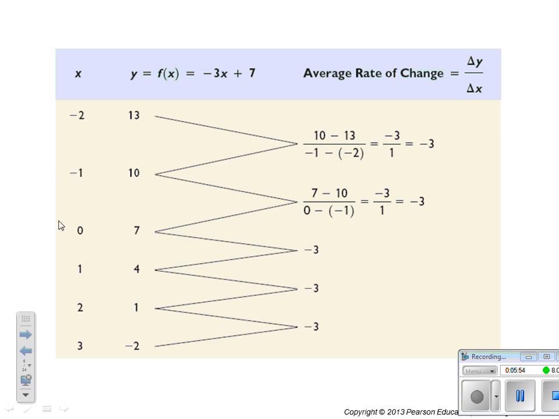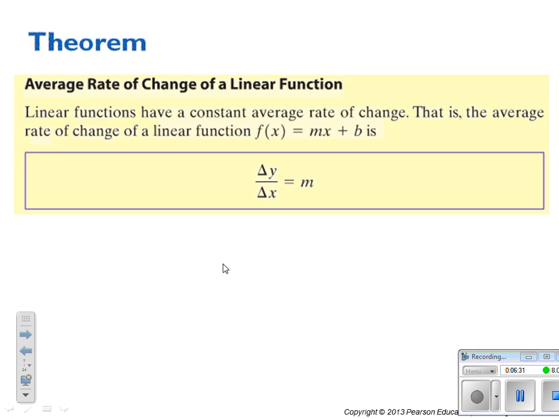And if you do that between -1 and 0, 0 minus -1, and you actually, I don't want you to write this down yet. Do not write this down. We're going to do it together in a word problem. So if you go -1 minus -2 over 10 minus 13, and you get -3 over 1. And if you have a linear function, your average rate of change should be constant over the course of your line.